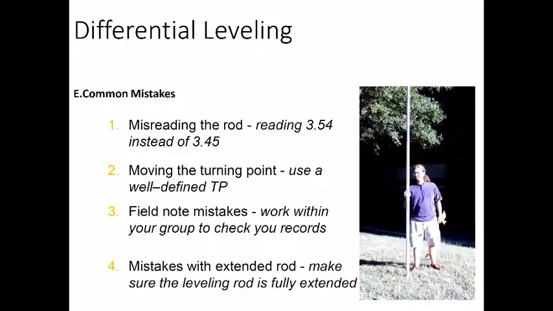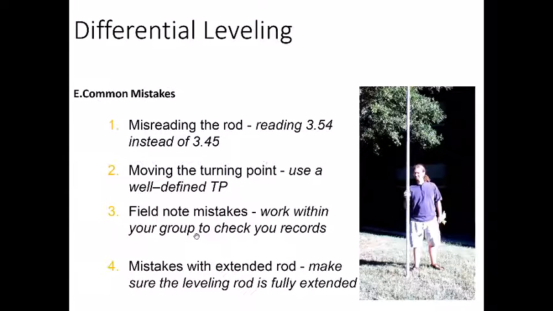So some mistakes that should be avoided while doing this process. The most basic one is reading the staff wrong. That's why I have emphasized reading the staff correctly a lot, and I have given you a lot of videos to watch on that. The second mistake is moving the turning point. Use a well-defined turning point. That's very important because your TP becomes the new benchmark. And if your benchmark is wrong, that means all the work that you do after that will be wrong. So whenever you set out a benchmark, it has to be done very accurately, and the point has to be very distinct in the ground.